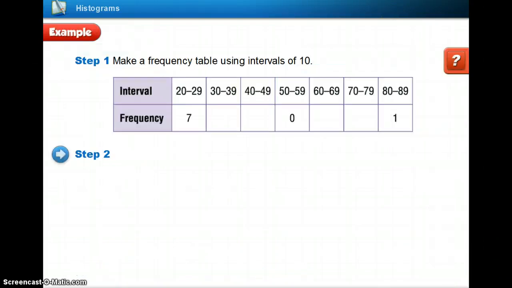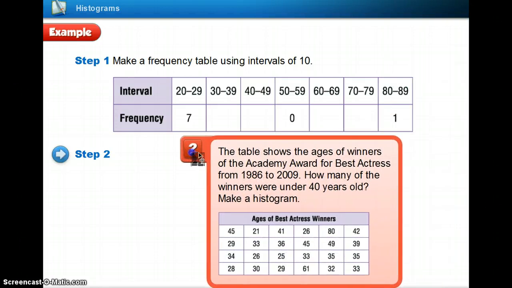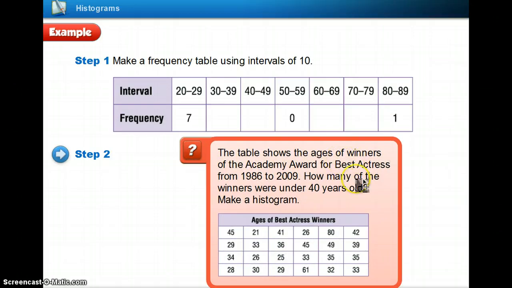We move on to the example. The question says, the table shows the ages of winners of the Academy Awards for Best Actress from 1986 to 2009. How many of the winners were under 40 years old? And make a histogram. So they already give you the intervals. If you had to come up with your own intervals, that's one of the most difficult things to do, and we'll work on that with our project. So they gave you intervals of 10.